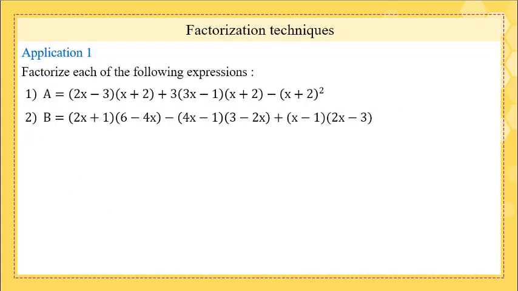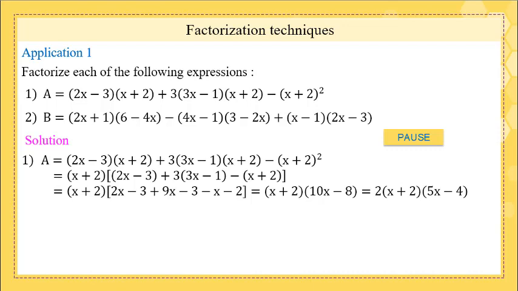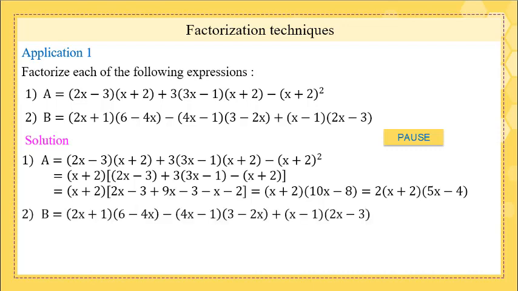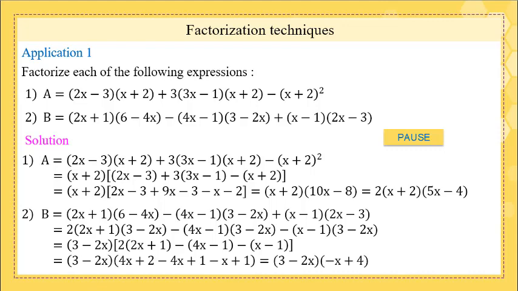Application 1. Factorize each of the following expressions. Stop the video, take your time, try by yourself, and then check the solution. Solution. This is part 1. Take a common factor and then expand, reduce to find the factorized form. This is part 2. Take a common factor, make it clear, and then expand between the big brackets and finally find the factorized form of B.